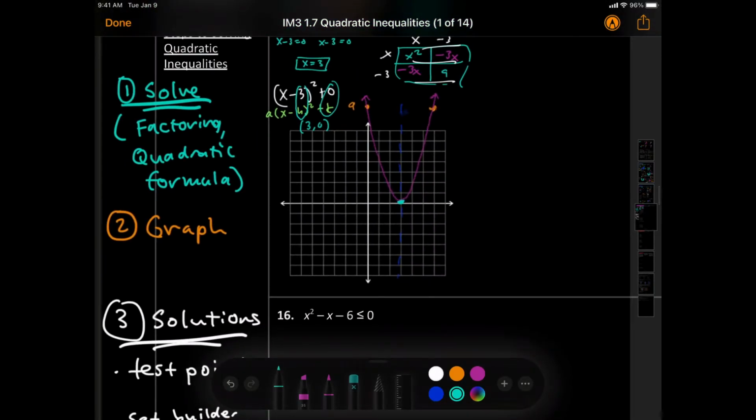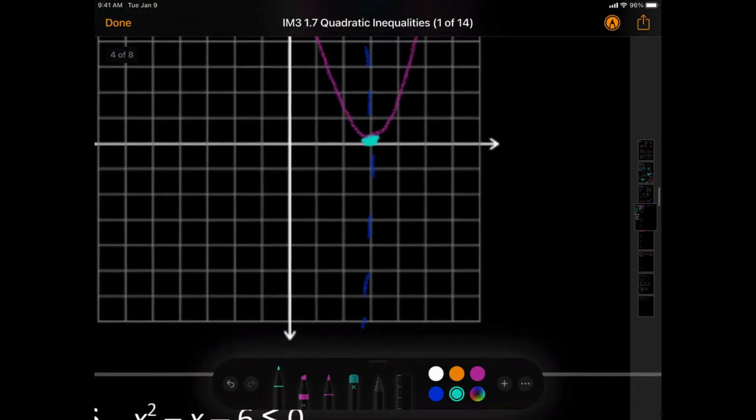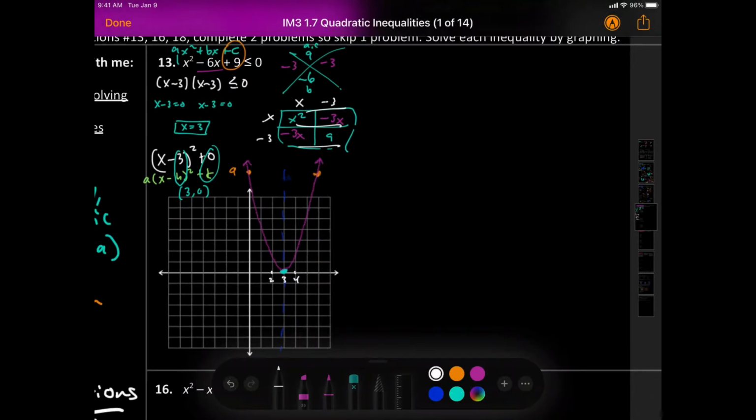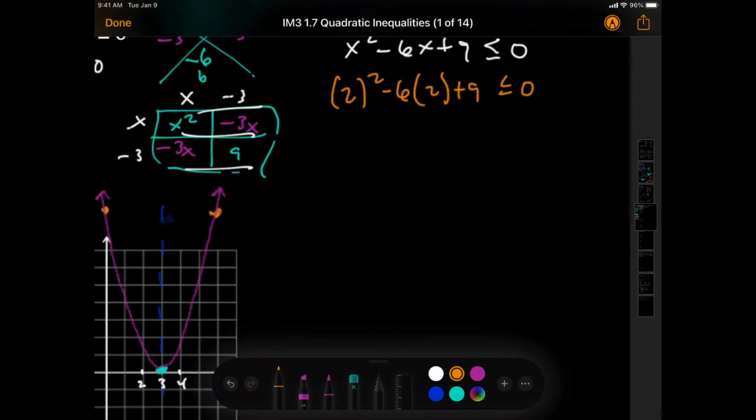Now we're going to get some kind of solutions. So what I'm going to do here is I'm going to point this out. I'm going to test 2, I want to test 3, and I want to test 4. Okay, and you can use the original equation. X squared minus 6x plus 9 is less than or equal to 0. So let's test 2. So I get 4 minus 12 plus 9, and then I will get, actually that's not an equal sign. We're testing the inequality, so negative 8 plus 9 is 1.